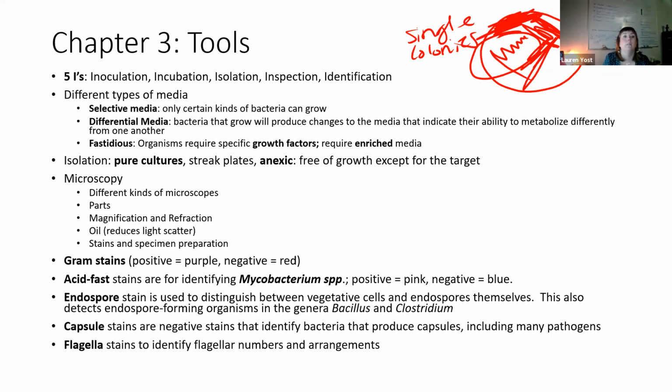So let's say you get your individual colony and you put it in a new media and it's going to grow and that's fine. That would be called a pure culture. So that's a term to be aware of. And axenic is an even more specific term, where we're saying it is free of growth except for the target, whatever you're trying to grow, right? So those are pure cultures.